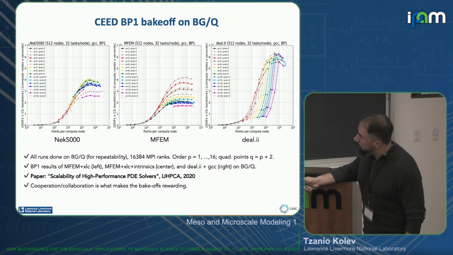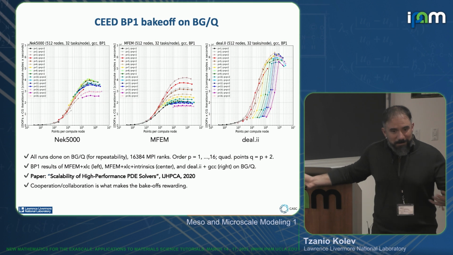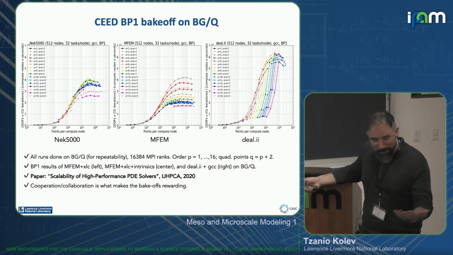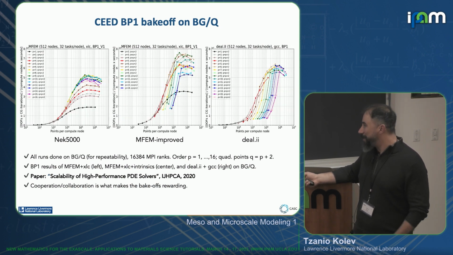Different curves with different orders. As you can see, for the same number of degrees of freedom, higher order is significantly better. Sometimes two or three times better. You can also see here that Deal.II was killing us the first time we did that. We wrote a paper on this, and one of the fun things about this was that we learned from each other. So this is the updated example.